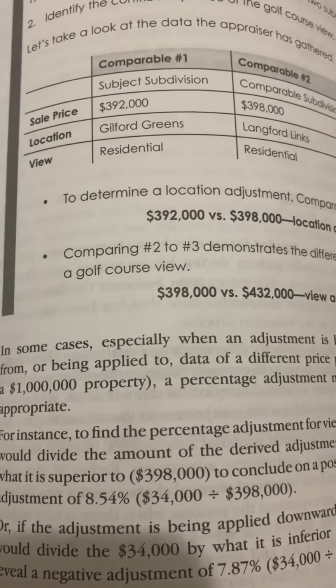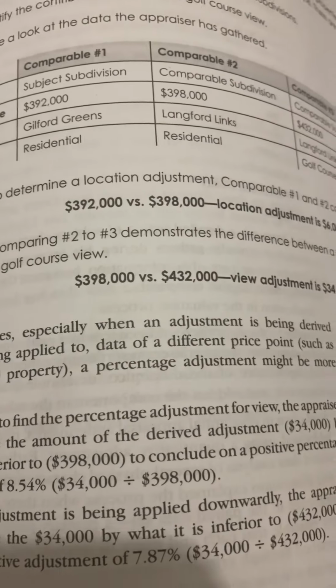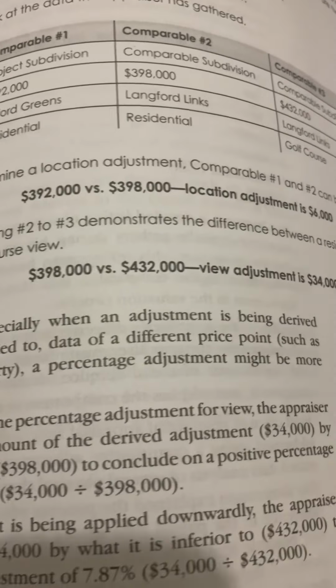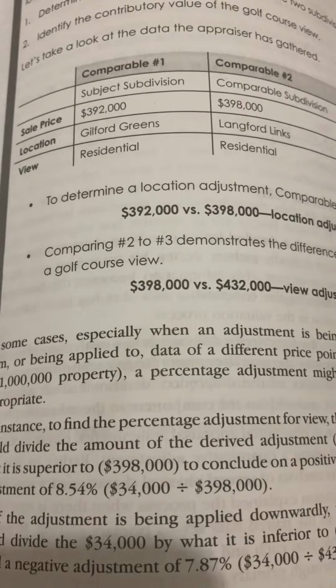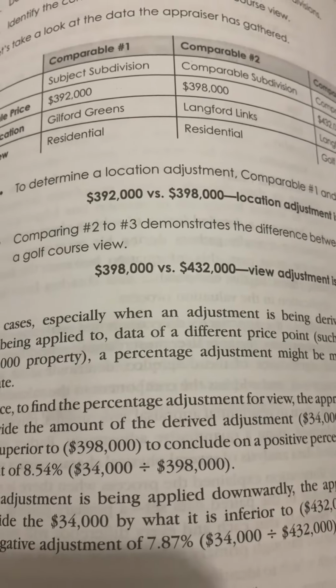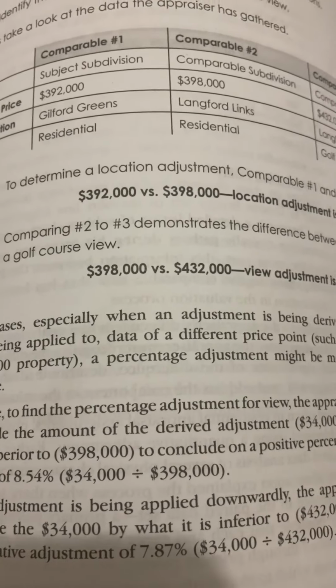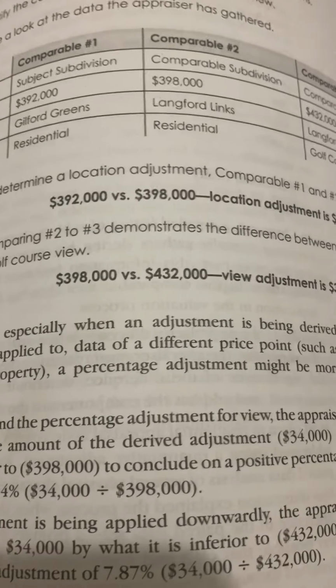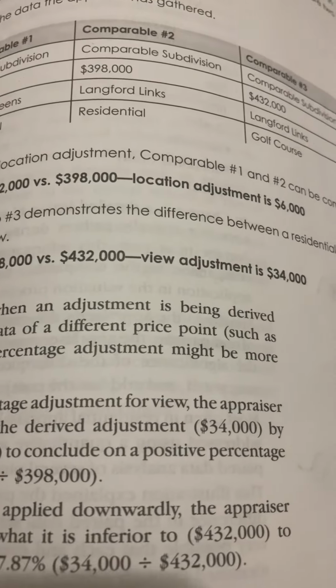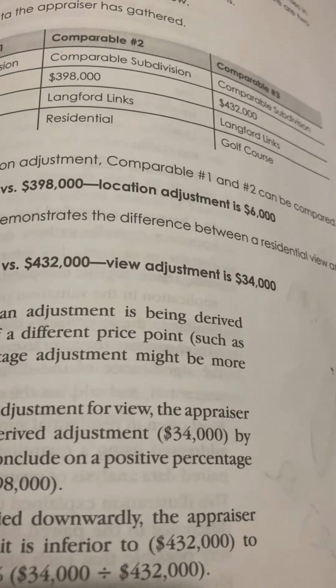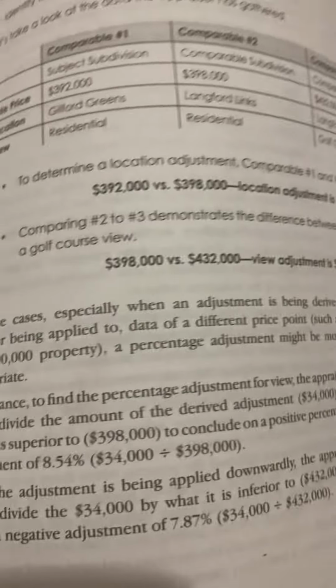Now, comparing number 2 to number 3 demonstrates the difference between a residential view and a golf course view. Comp 2's $398,000 sale price versus Comp 3's $432,000 sale price. That gives you a view adjustment of $34,000.